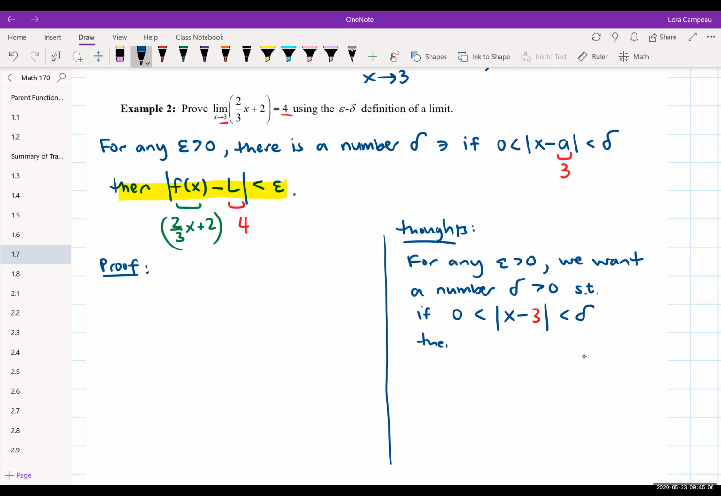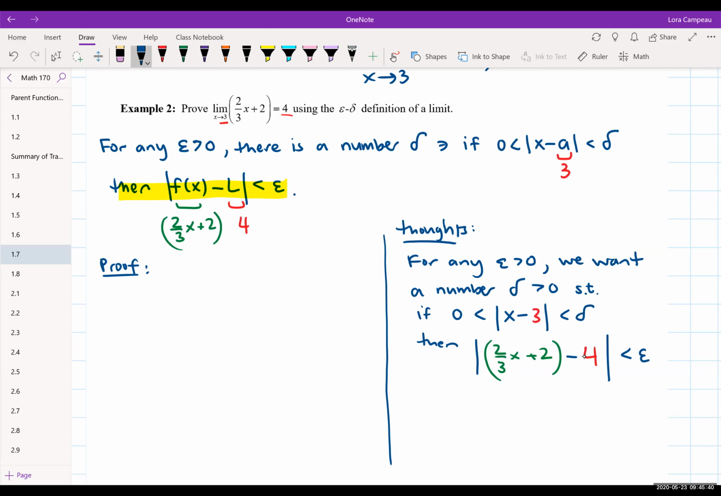then at the end, we're going to want the function, that's f of x minus L, so that's the 2/3 x plus 2. So that part, we're subtracting off who the limit was, which is 4. We're looking to figure out how that can be less than epsilon.